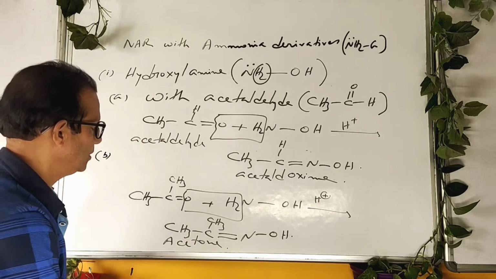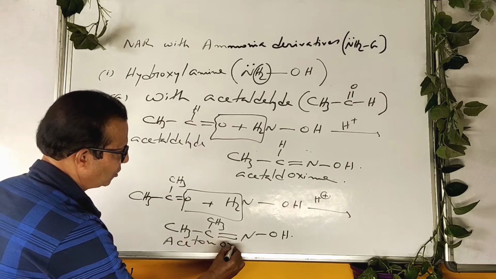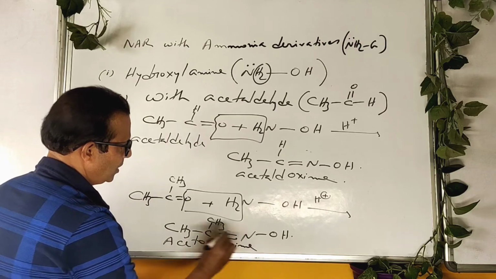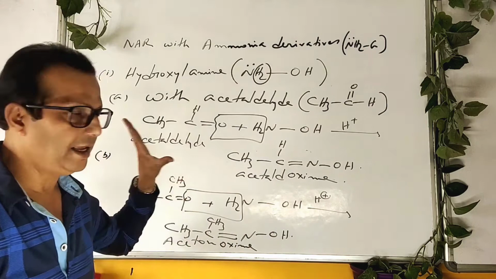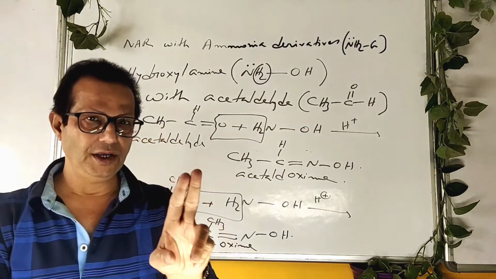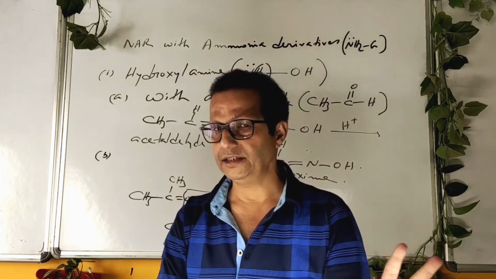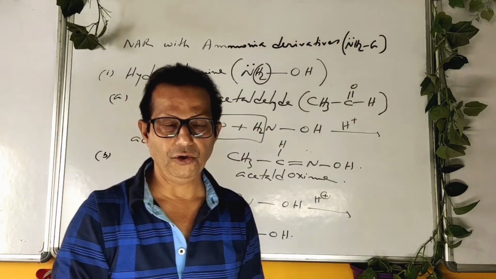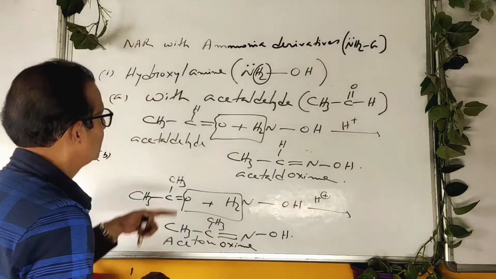So it is called acetone, just remove E, write oxime, acetone oxime. So the next with 2,4-dinitrophenylhydrazine. Rest you will do, okay, with 2,4-dinitrophenylhydrazine. Follow the technique.